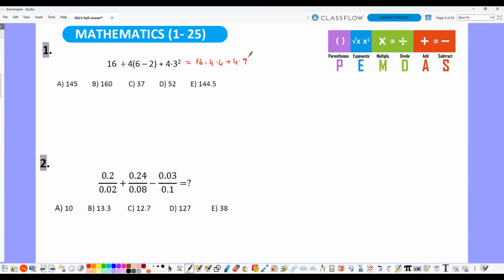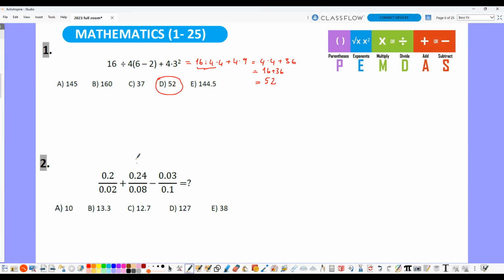at the same time, which is equal to 16 divided by 4. Firstly, this has to come. 16 divided by 4 is equal to 4. Then times 4, and 4 times 9 should be equal to 36. Then this is going to be equal to 16 plus 36, and then it's going to be equal to 52, which is D here.